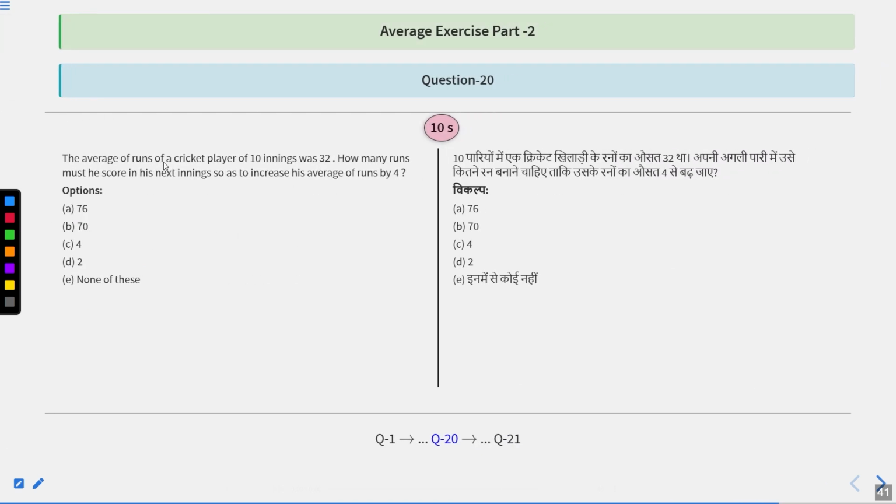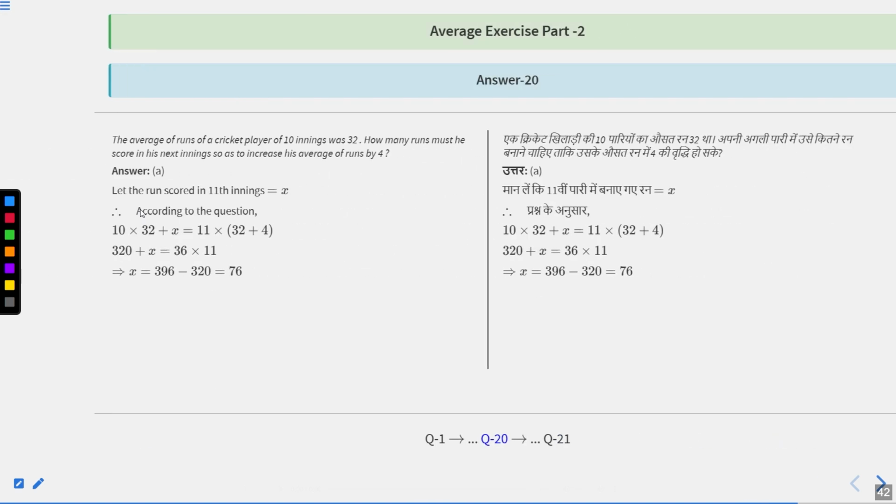The average of runs of a cricket player in 10 innings was 32. How many runs must he score in his next inning so as to increase his average by 4? You have 5 options and 10 seconds to analyze the question. Your time starts now. Now time's up. Let's see the solution.